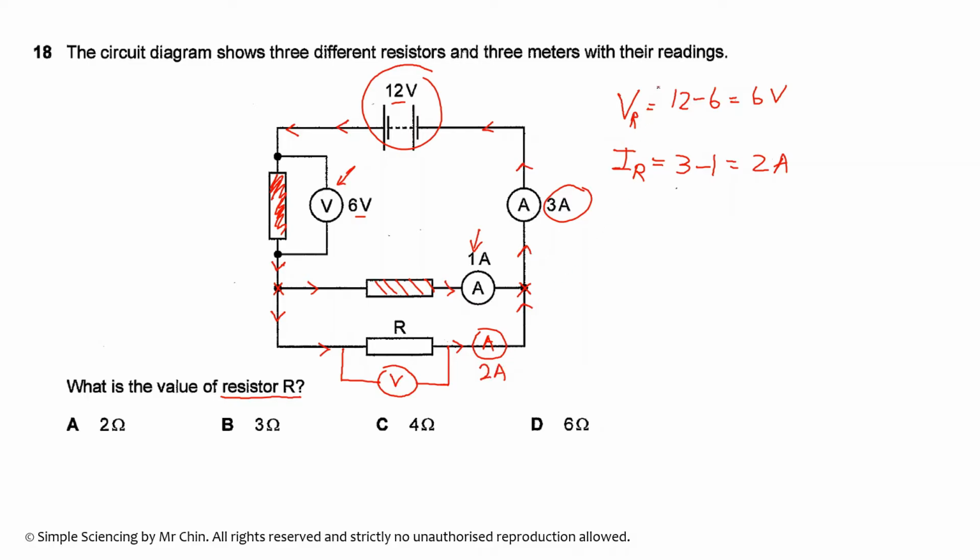So you have the voltage and the current of resistor R. What do you do next? Use Ohm's law. Ohm's law states that R equals V over I. Sub in the values, 6 divided by 2, this will give you 3 ohms. So the answer is B.